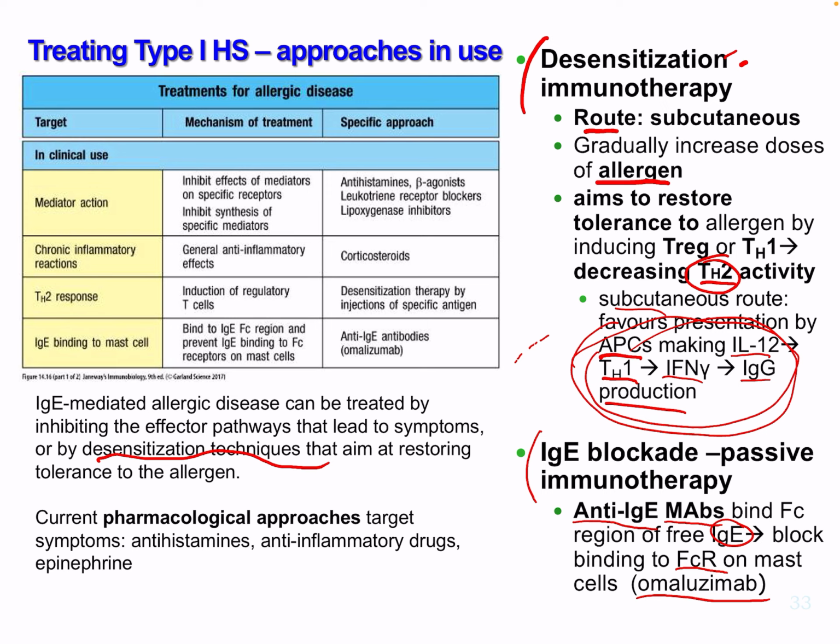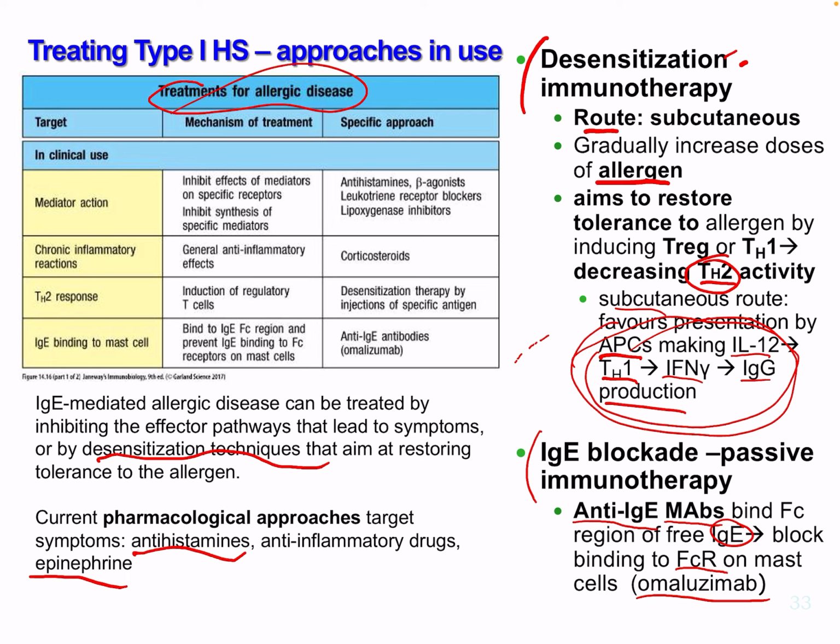Current pharmacological approaches target symptoms. So we haven't really treated the cause of asthma or any of these symptoms. It's a very complex pathway, and it's difficult to treat because, on one hand, we also need them. So you can't just immunosuppress people. So you kind of have to treat the symptoms. Many include antihistamines, anti-inflammatory drugs, and epinephrine, which you've seen in the EpiPens.